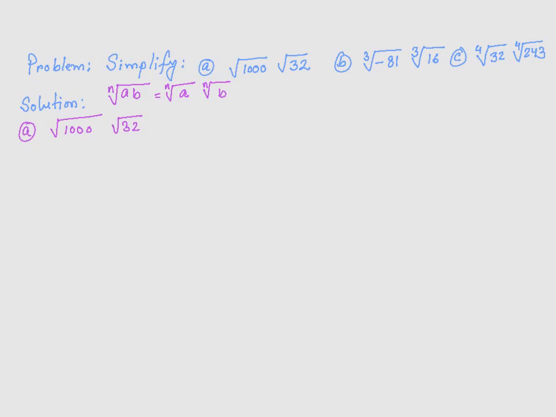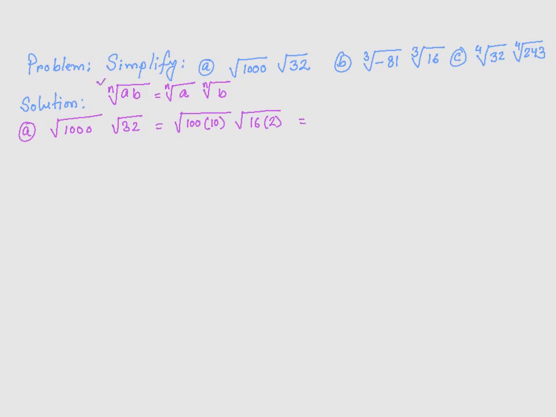Okay, so square root of 1000. We want to factor out the largest possible perfect square from 1000, which, by the way, you probably already know is going to be 100. 100 times 10 is 1000. And similarly, from square root of 32, the largest possible square I could factor out is 16, which is 4 times 4. 16 times 2 is 32.